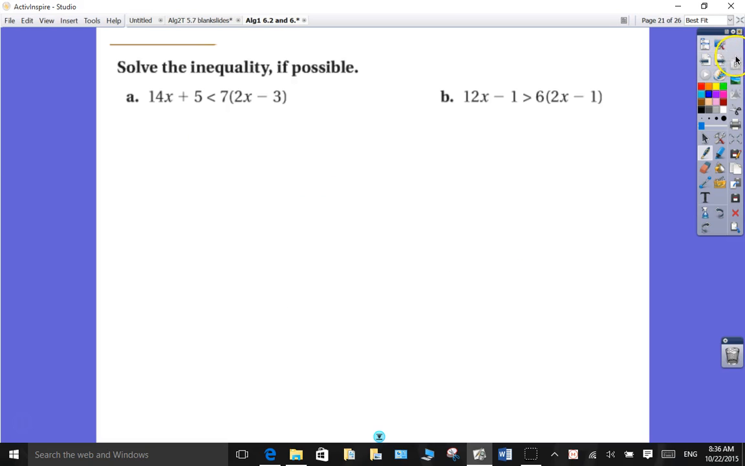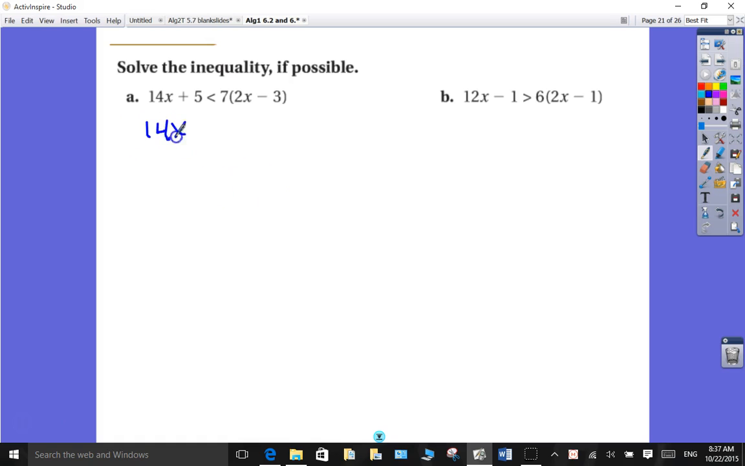So notice the directions on these two: if possible. This should make you remember when we were solving equations that sometimes you might get a no solution or an identity. The same thing can happen with inequalities. So these are the two that I'll do quickly.